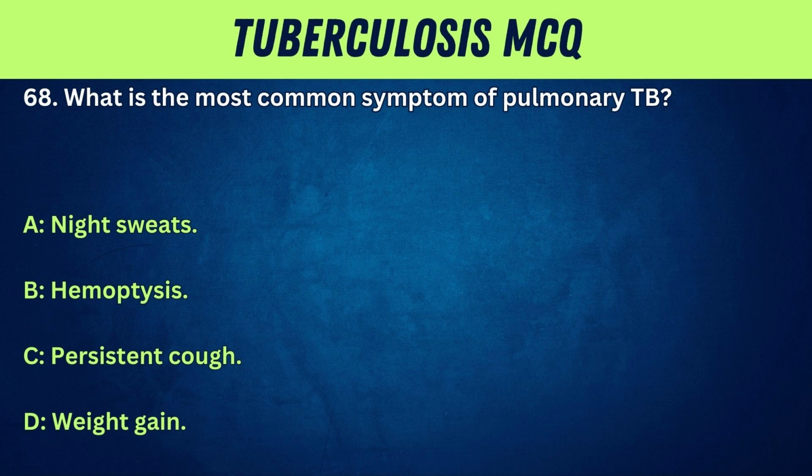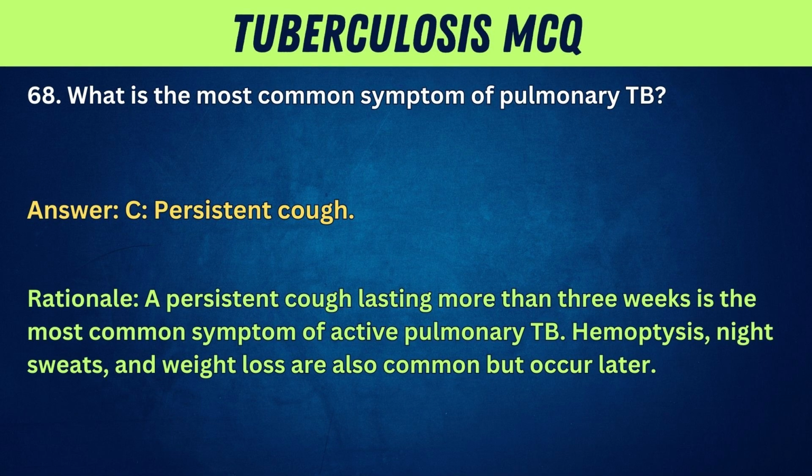68. What is the most common symptom of pulmonary TB? A. Night sweats. B. Hemoptysis. C. Persistent cough. D. Weight gain. Answer: C. Persistent cough. Rationale: a persistent cough lasting more than 3 weeks is the most common symptom of active pulmonary TB. Hemoptysis, night sweats, and weight loss are also common but occur later.